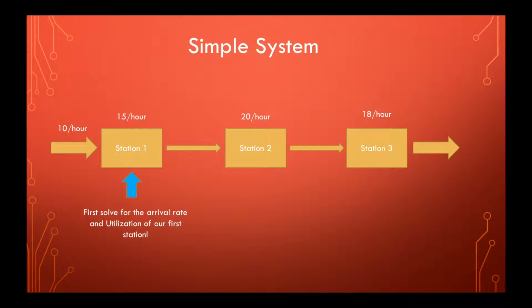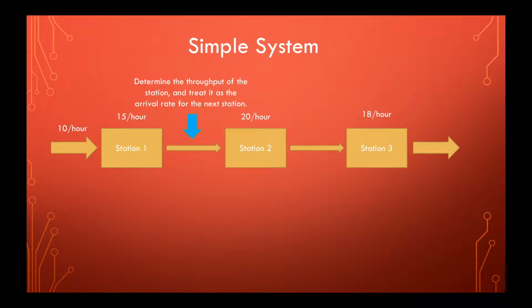So looking at our first system, the main thing you have to realize is that we need to break the system into separate parts based on their workstations. You need to look at the system and realize that the initial arrival rate to the system, or 10 an hour, is an input to the first workstation, and we will use that to solve for the utilization and the throughput of the first station, or station 1.